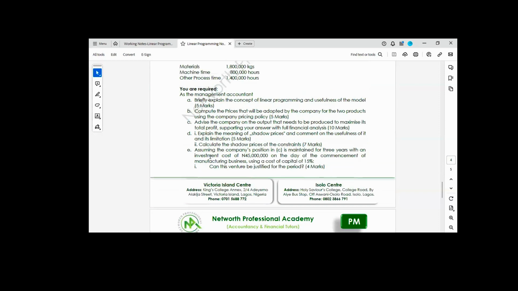All right. So in the D part of the requirements, D1, you are required to explain the meaning of shadow price and comment on the usefulness of it and its limitation. So you already have this in your notes. You know what shadow price is all about, which represents the extra contribution derivable from the additional unit of limited scarce resources that have been fully utilized at the optimal level of activity.